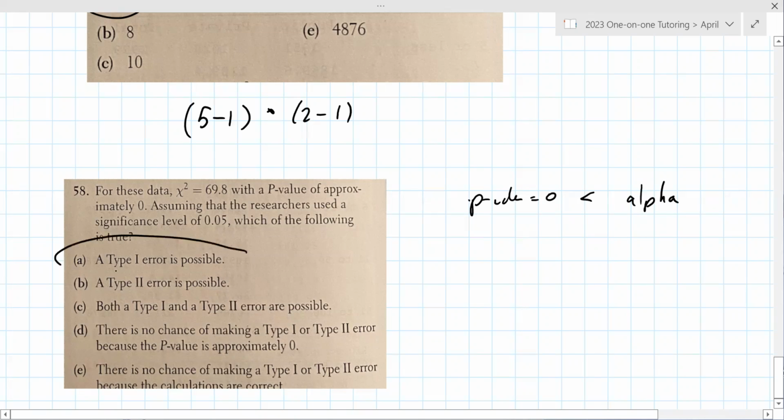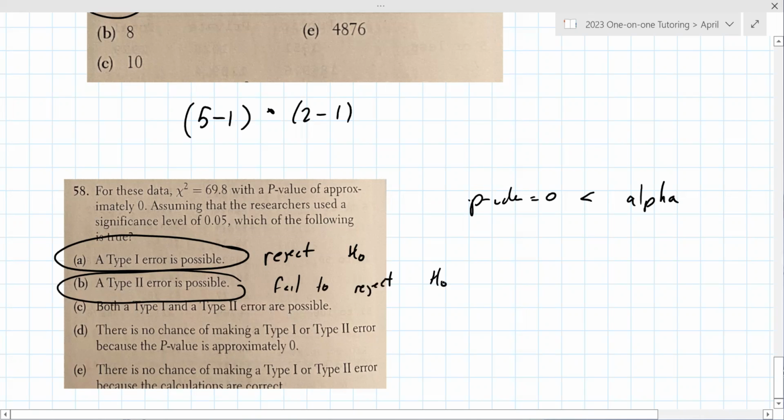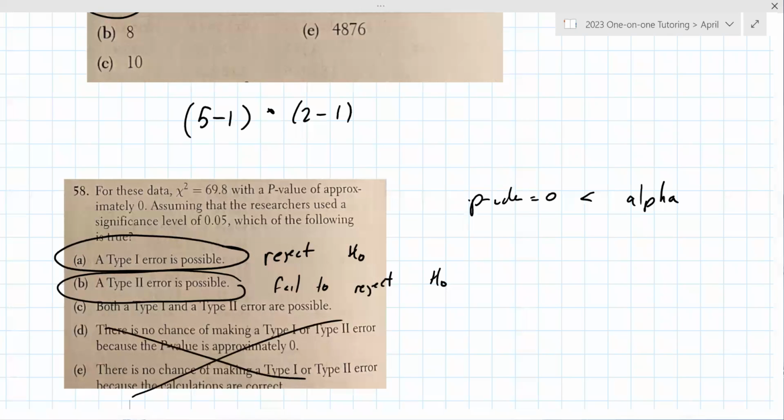A type 1 error is possible when you reject H0. A type 2 error is possible when you fail to reject H0. Right. Okay, so you have to remember that. It's like your note card, your Quizlet, and things like that. There is never no chance of making a type 1 or type 2 error. You can't, there's always a probability of type 1 or type 2.